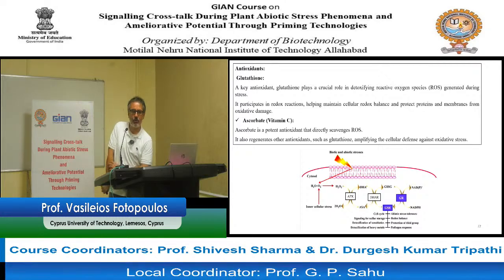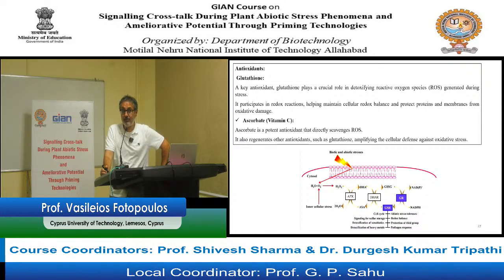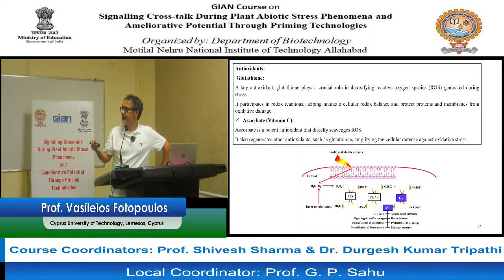The precursor molecule is L-cysteine, and this is interesting because it also acts as a precursor molecule for hydrogen sulfide. So there are again common elements and protective mechanisms, like in many other cases. And of course, a very important antioxidant is vitamin C, ascorbate, ascorbic acid. That is a very potent antioxidant that directly scavenges reactive species, and it also regenerates other antioxidants like glutathione.